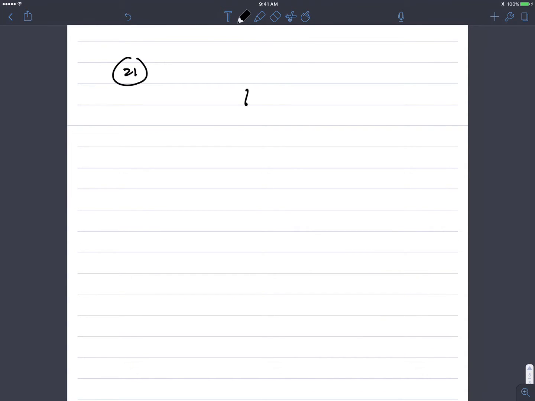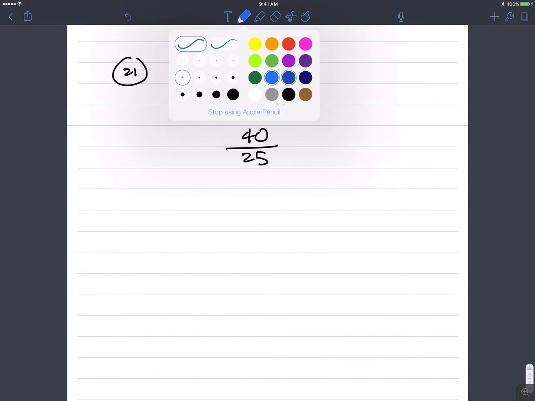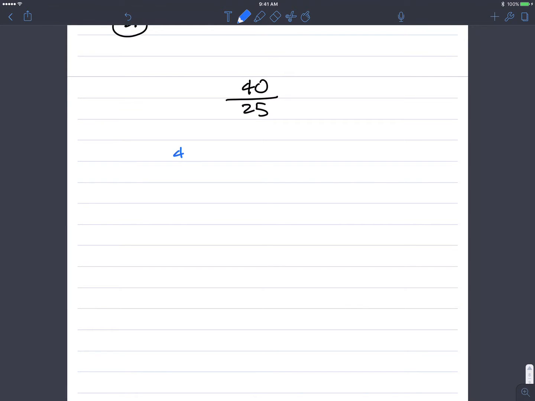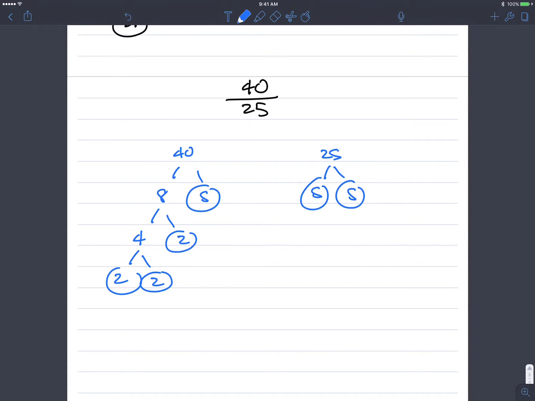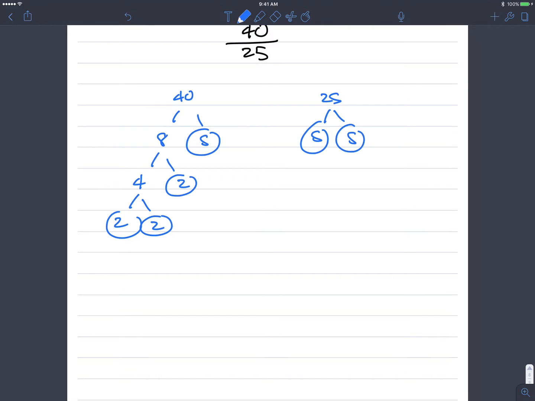(21) 40/25. We're going to break down 40. 8 times 5 is 40. 5 is prime. 4 times 2 is 8. And then 2 times 2. 25 is 5 times 5. So 40 we write as 2 times 2 times 2 times 5. 25 is 5 times 5.